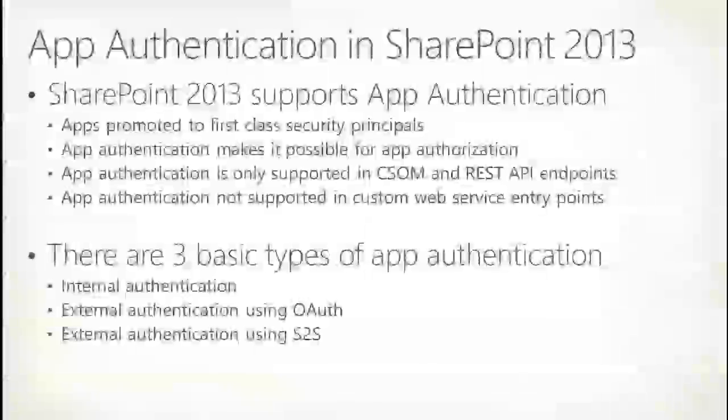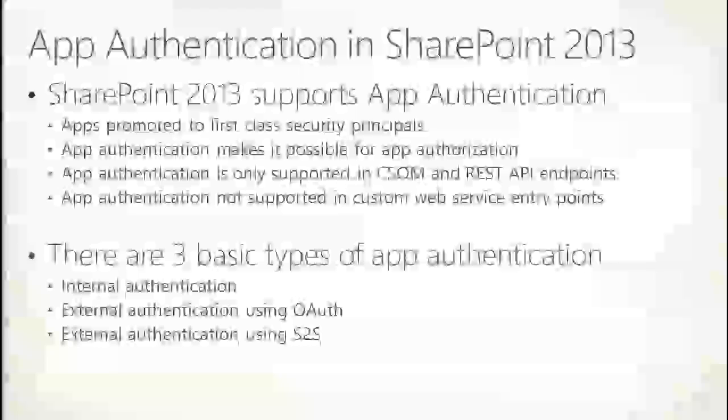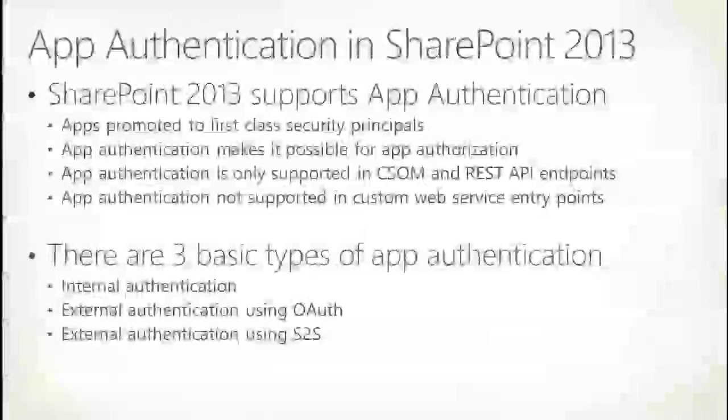Now, there are 3 different styles of app authentication. There's internal authentication, and we have to cover that one first, just so you can understand when S2S is required and when it's not necessary. In addition to internal, there's external authentication talking about OAuth, which is basically Office 365, which we're not going to talk about in this session. And then there's external authentication, mainly intended for on-premise farms, which is S2S, or what some people call high-trust authentication.